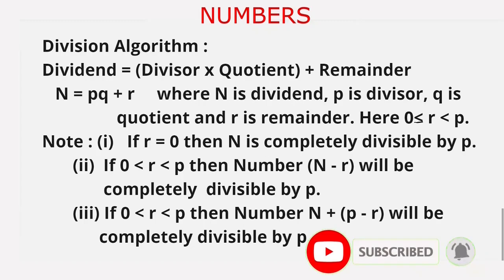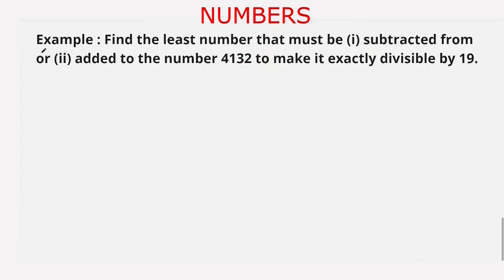We will learn this by example. Our example is: find the least number that must be, part 1, subtracted from or, part 2, added to the number 4132 to make it exactly divisible by 19. So we will solve this question.